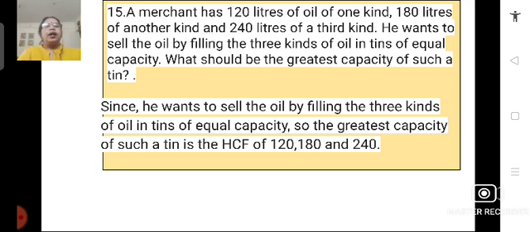Problem number 15. A merchant has 120 liters of oil of one kind, 180 liters of another kind of oil and 240 liters of a third kind. He wants to sell the oil by filling the 3 kinds of oils in tins of equal capacity. What should be the greatest capacity of such a tin? Since he wants to sell the oil in tins of equal capacity, the greatest capacity of such a tin will be the HCF of 120, 180 and 240.